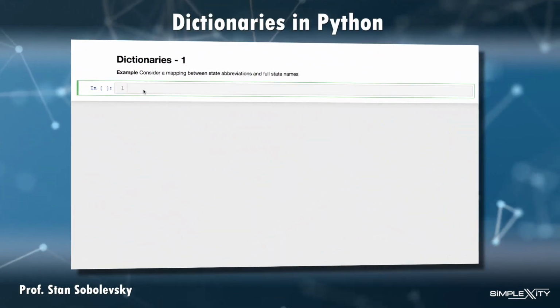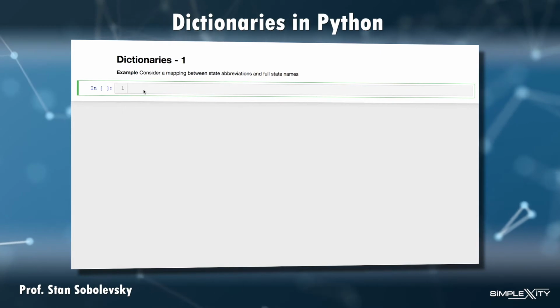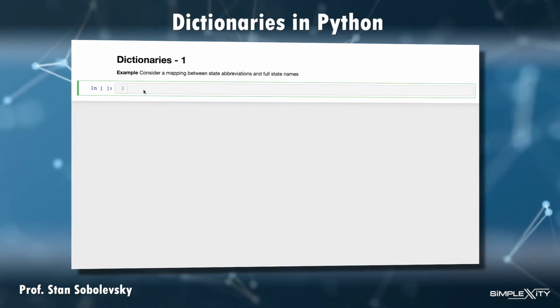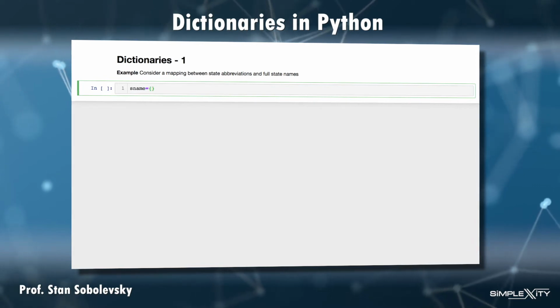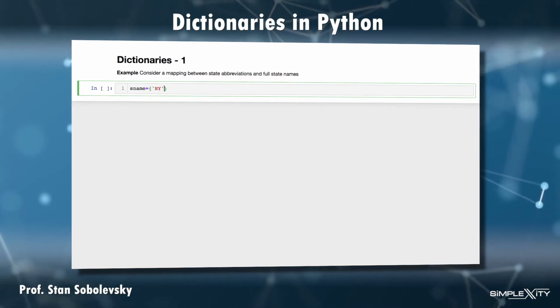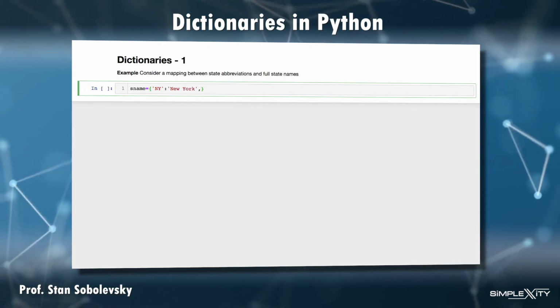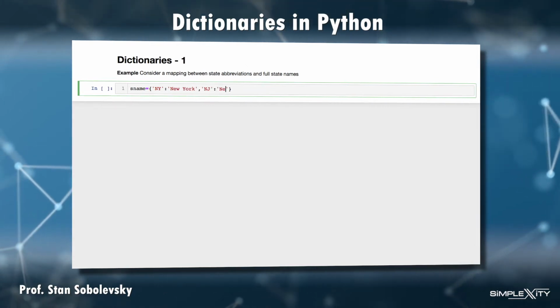So for example, consider a mapping between state abbreviations and full state names. We can implement it as a dictionary defining a set of mapping rules between state abbreviations and full state names. So here's the first rule, and let me add also a second one too.